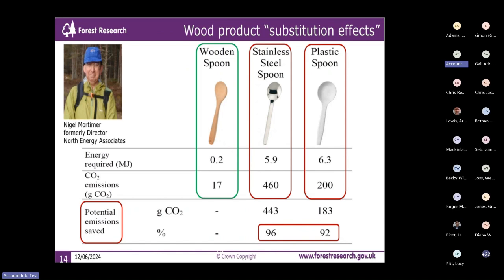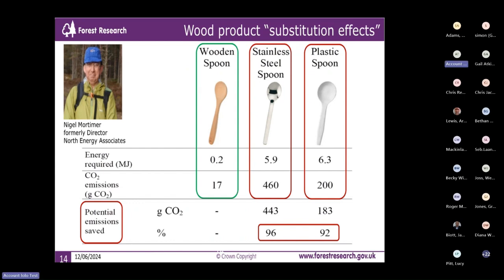And the last part of the equation you need to consider is wood product substitution effects. And this is some work done by an old collaborator of ours, Nigel Mortimer from North Energy Associates. I asked him, could you tell me what the carbon impact is of producing a different type of kitchen spoon, either a wooden one, a stainless steel one, or a plastic one? And what you can see here is that the emissions from producing the wooden spoon are an order of magnitude less than the emissions from producing a stainless steel or a plastic spoon. So you've got over 90% saving in emissions from producing a wooden spoon compared to a non-wooden spoon.